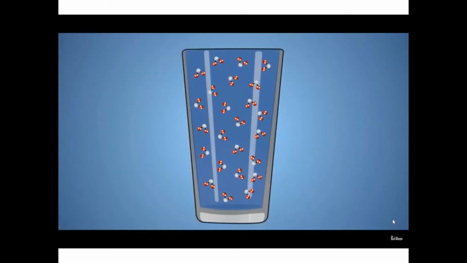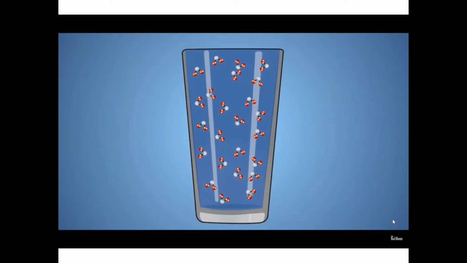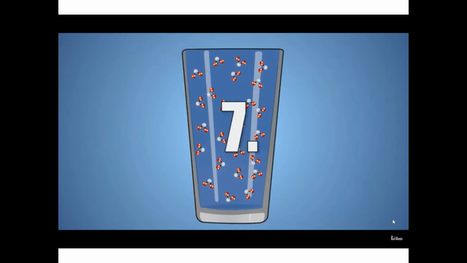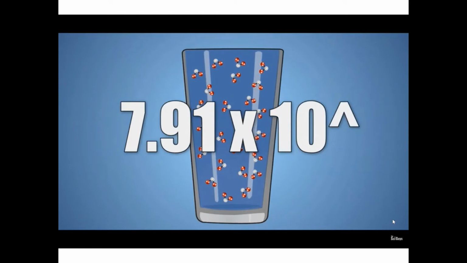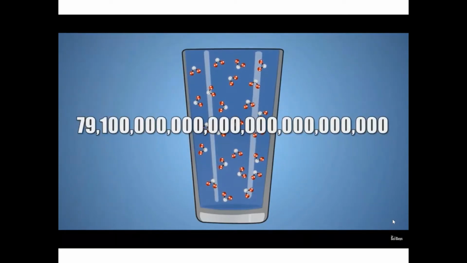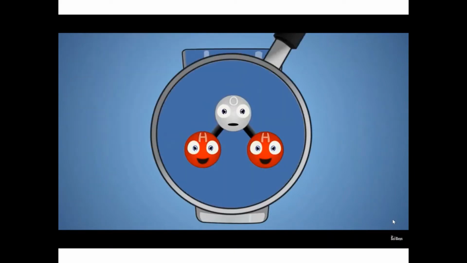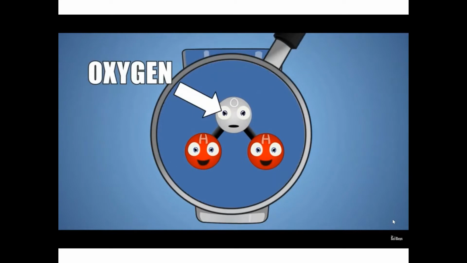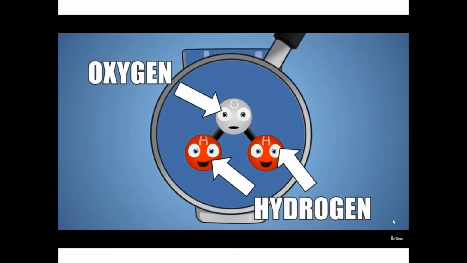Let's look at this experiment a little closer. Water is an amazing substance. One 8-ounce cup of water contains in the neighborhood of 7.91 times 10 to the power of 24 molecules of water, which is around this many molecules of H2O in every cup. This puts into perspective how very small water molecules are. Each water molecule is made up of one oxygen atom and 2 hydrogen atoms in a V shape.